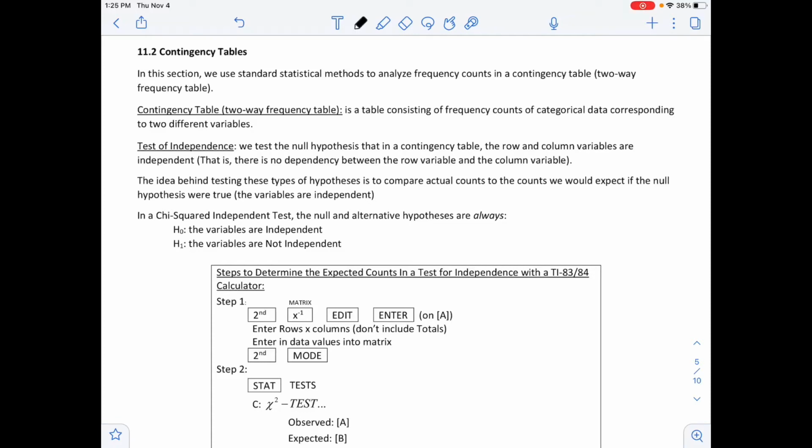We are in Chapter 11. This is Video 2. Section 11.2 is Contingency Tables.